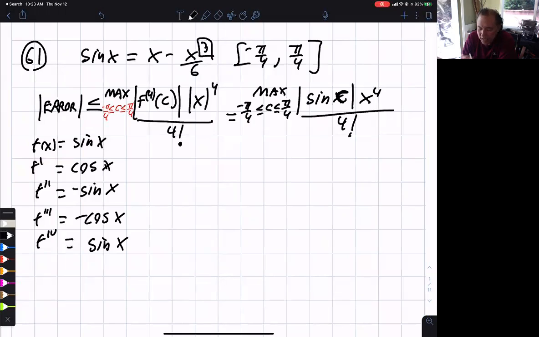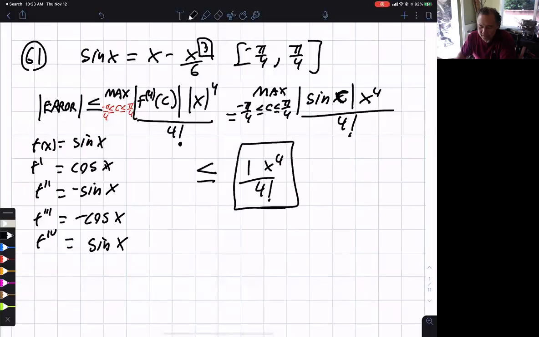Okay, so now this gets pretty easy. I claim this is less than or equal to, and here's the easy replacement. The biggest sine could be is 1, and the smallest sine could be is negative 1, right? So I'm just going to choose 1. And so there is our error bound for a third order Taylor polynomial of sine x.